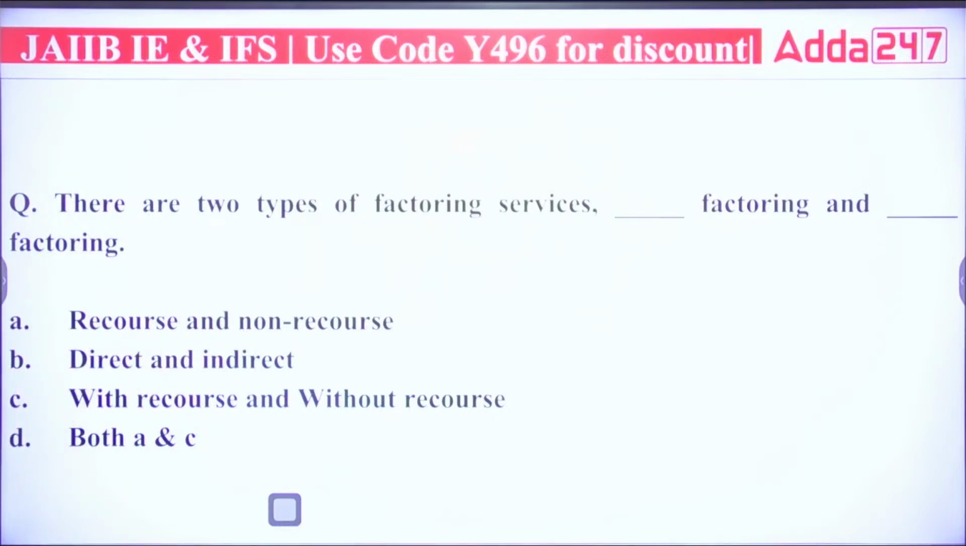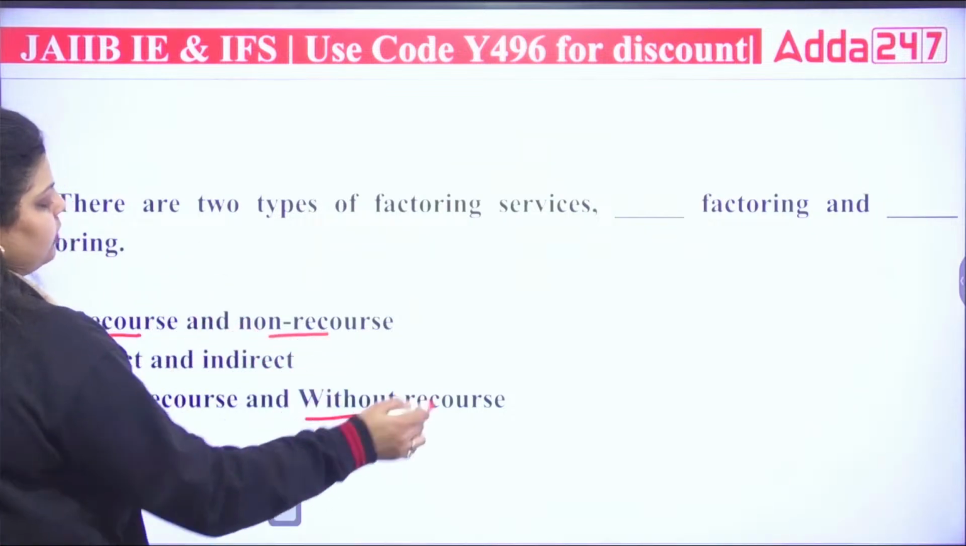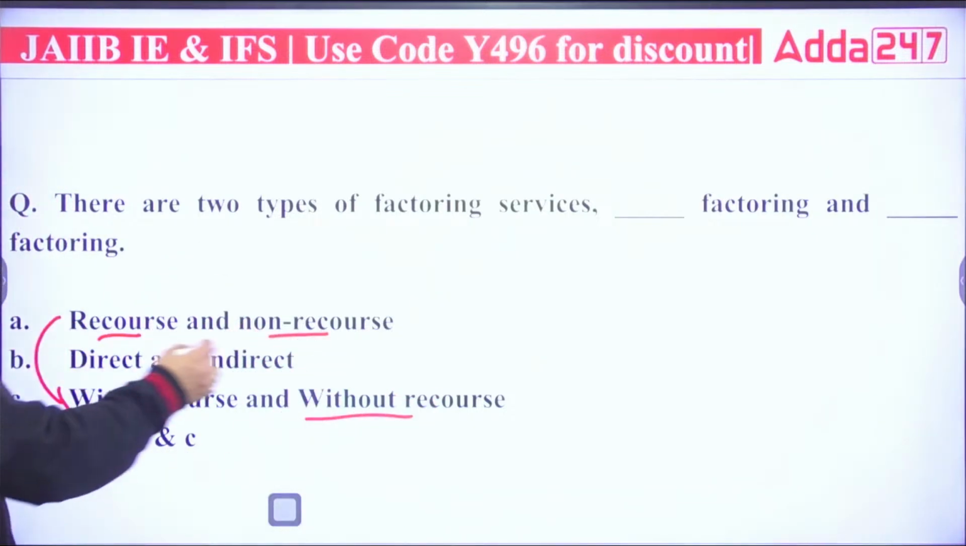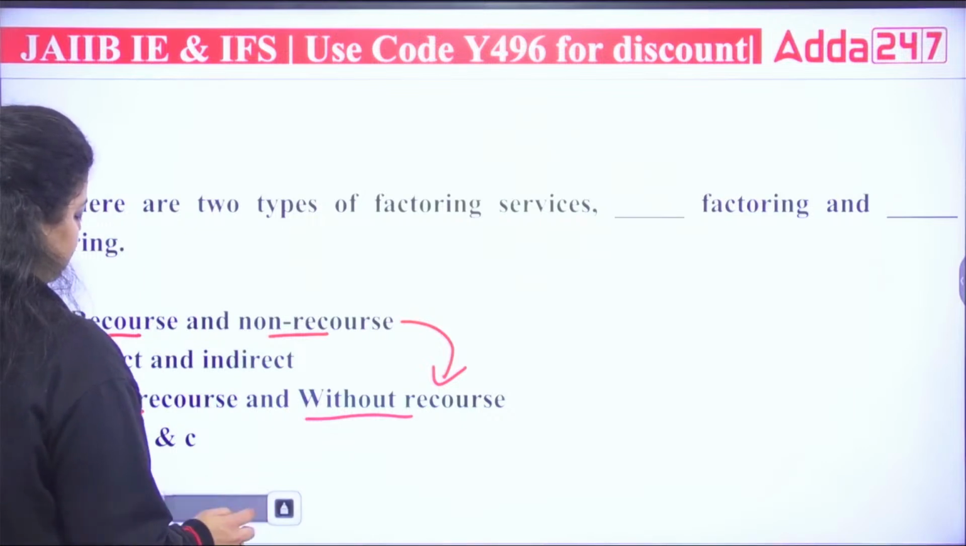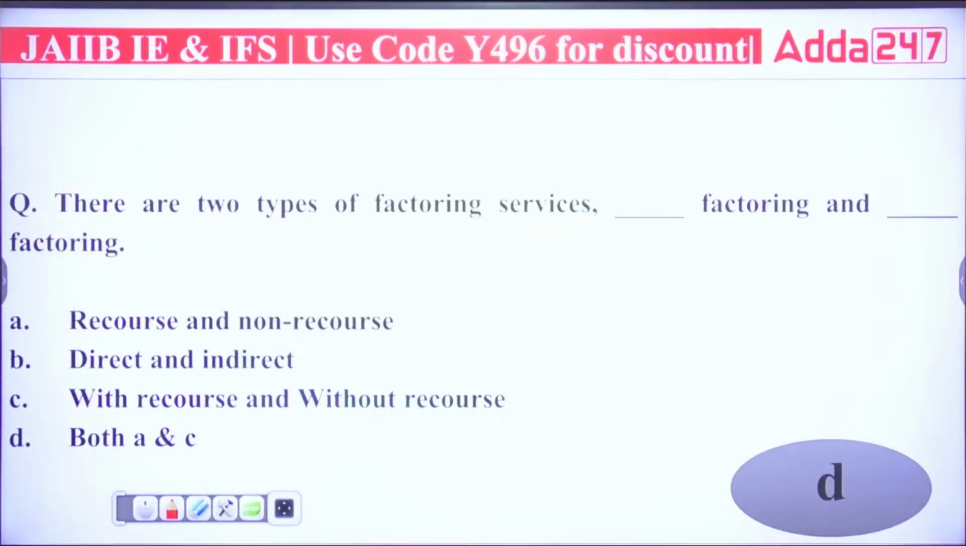So what do you think? Which of the following is correct in context to factoring? A, B, C or D? So actually the right answer will be D. Both A and C. You can call it recourse or you can call it with recourse. The non-recourse is also known as without recourse. They are other names of each other. So when it comes to recourse factoring, it means with recourse. When it comes to non-recourse factoring, it means without recourse. Okay. So the right answer will be D. A and C is correct here.